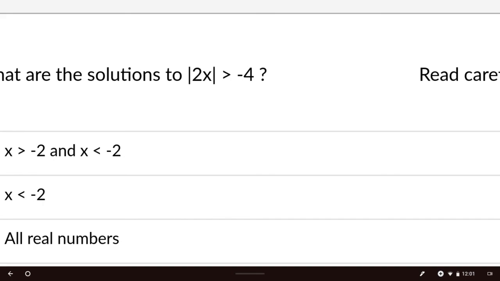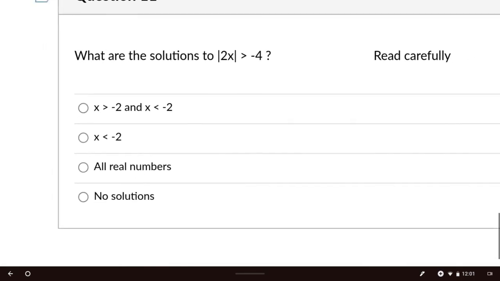Now it's saying that this positive number is greater than negative 4. And if you think of all the positive numbers that you can ever think of, no matter what they are, every single one of them is greater than negative 4. All positive numbers are greater than negative 4. All right. So in this case, it's going to be all real numbers.